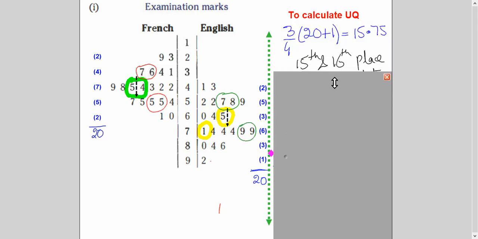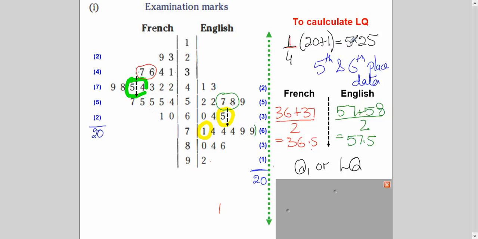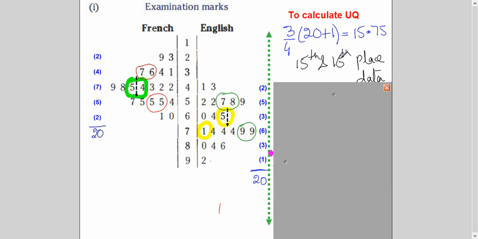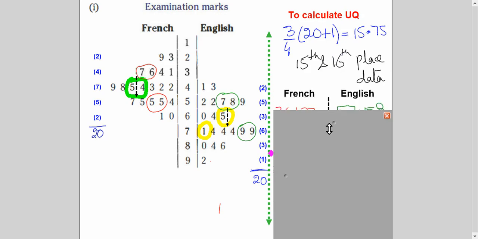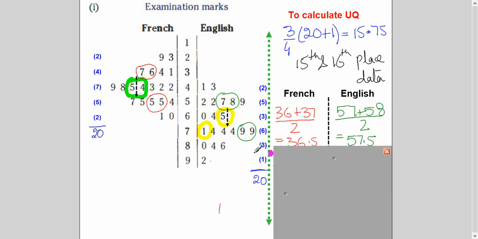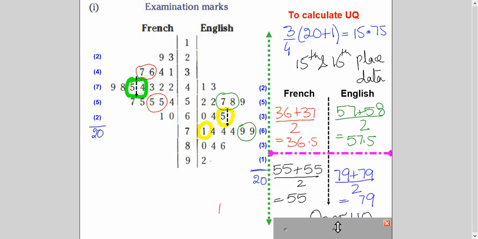We know the formula is 3/4 of n plus 1. So the answer is coming 15.75. By the way, there is no concept of rounding off here. When you get an answer in decimal, this is how you take the place value. So it is the 5th and 6th place there; here in this case, the 15th and 16th place, right? Exactly the same thing I did before, and now I will calculate my upper quartile. So this is how you calculate your upper and lower quartile.